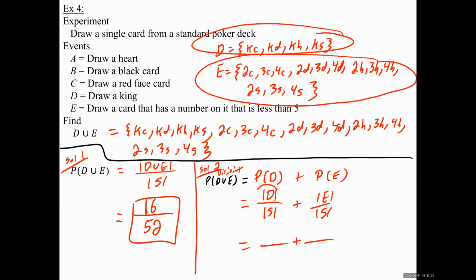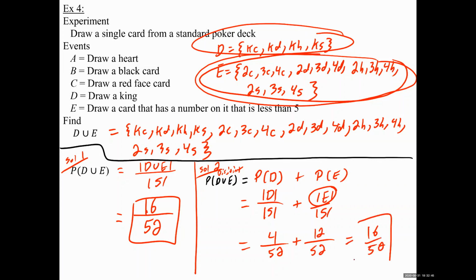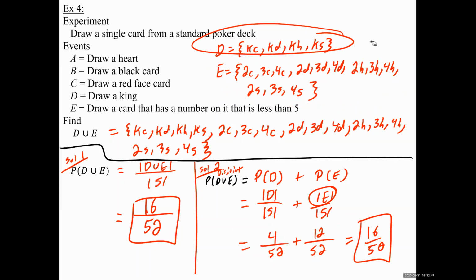This says count how many things are in D. If you look at D, there's 4 things, 52 things in the sample space. This says count how many things are in E. Here's E, and there's 3, 6, 9, 12 things there. 52 total. Add, 16 over 52. Okay, that's example 4. Any questions on example 4?